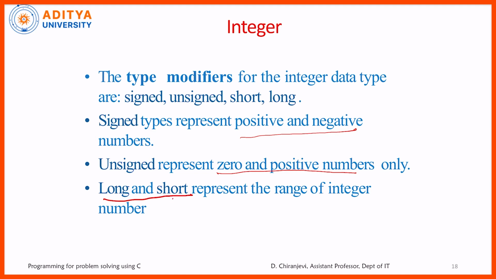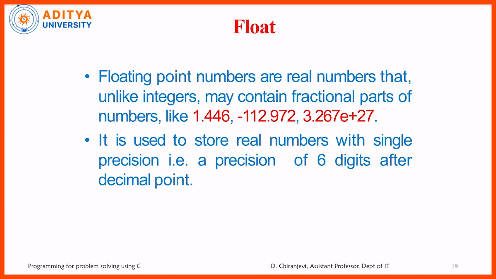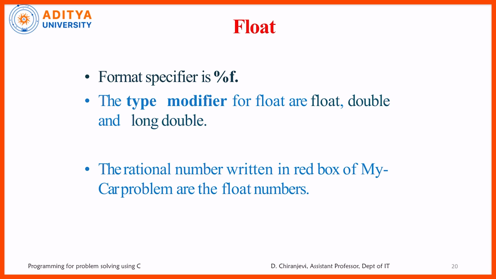Short is the minimum and long is the maximum range of integers. Float: any number with a decimal point you can call a floating point number. The examples for float are 1.44 or -1.11 and so on. Generally a floating point has a precision up to 6 decimal points. The format specifier of float is %f, and the type modifiers of float are double and long double.